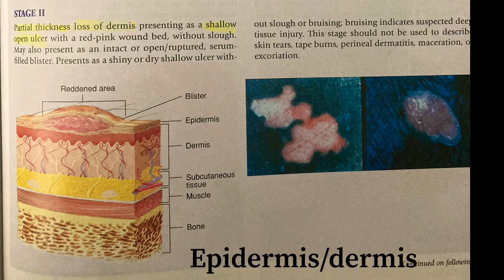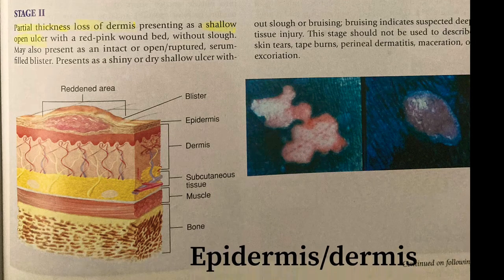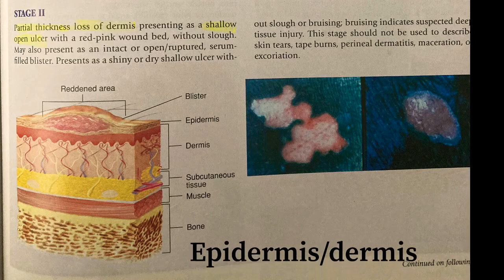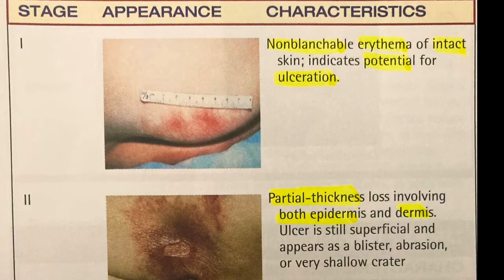So stage 2 is partial thickness, epidermis, dermis, okay? And now stage 3 is full thickness. That is the subcutaneous tissue. That's the key word to remember. Another thing that might be on the test might be like a deep crater that may undermine adjacent tissue.